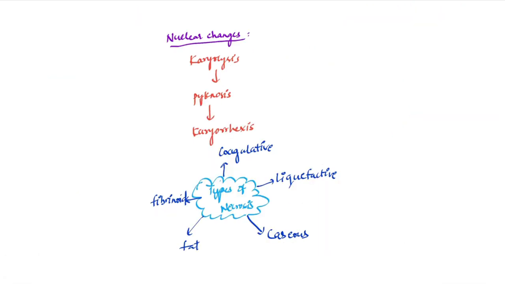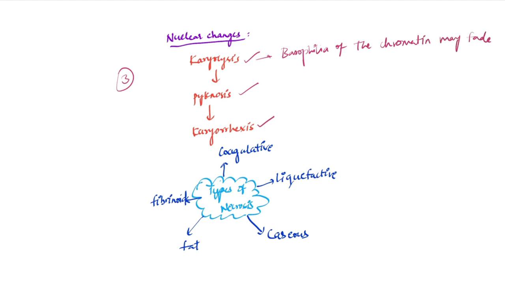Next, coming to the nuclear changes during necrosis. There are three patterns in nuclear changes. How many patterns? Three patterns. What are they? Karyolysis, pycnosis and karyorrhexis. So what is karyolysis? In this, the basophilia of the chromatin may fade.